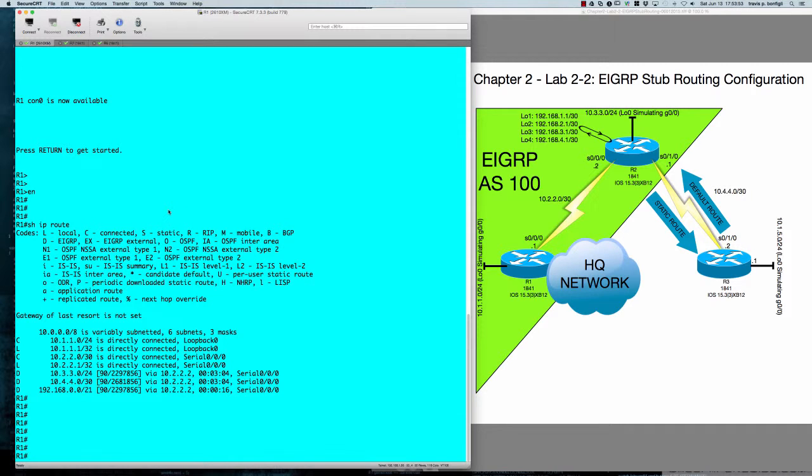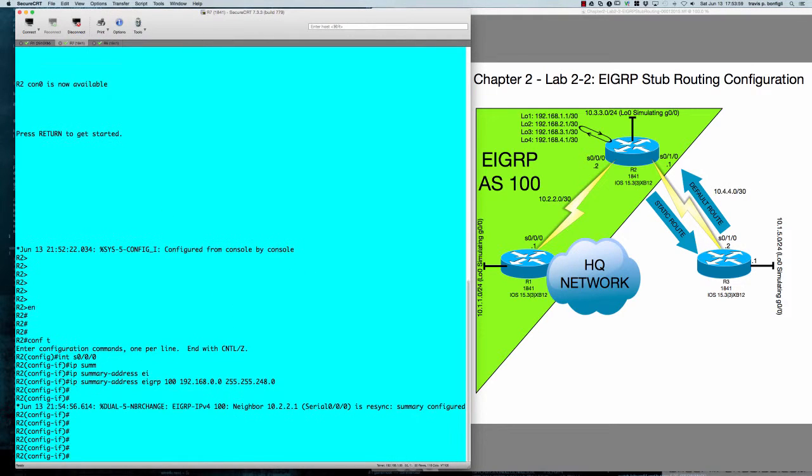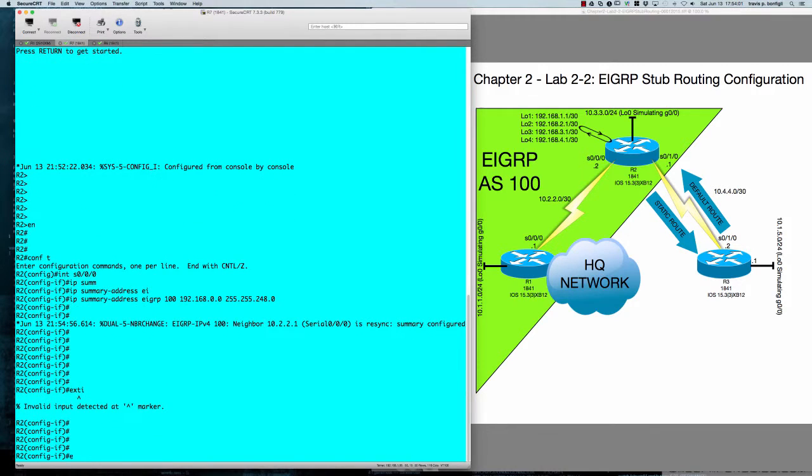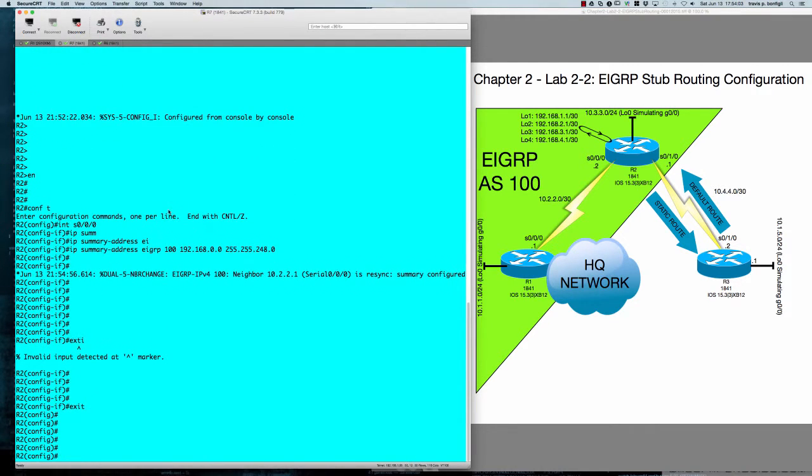Step 2C says configure a static route on R2 to point to R3's LAN. So let me get to global config mode here. We're just going to say ip route 10.1.5.0, and this is /24. So there's my statement. Now, in the lab, it's interesting. They ask you to use, or they show you to use, the next hop IP address.